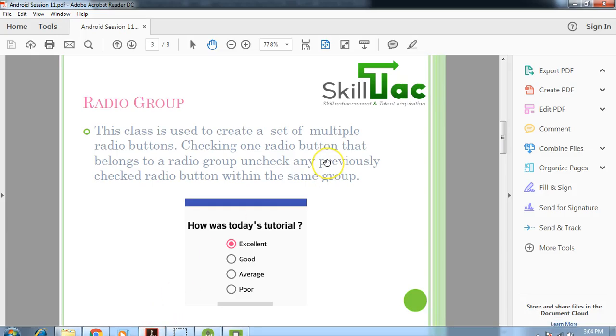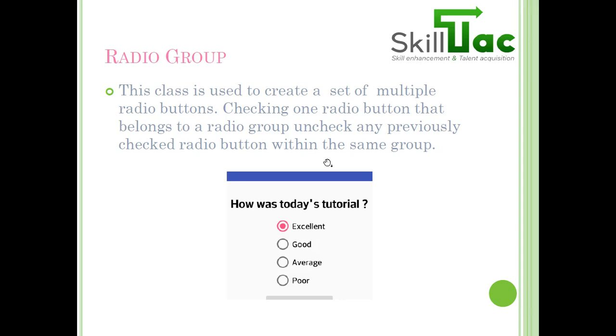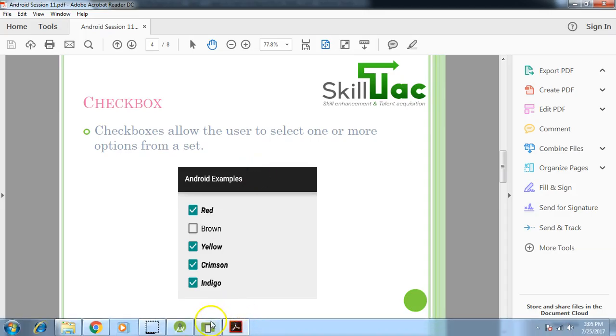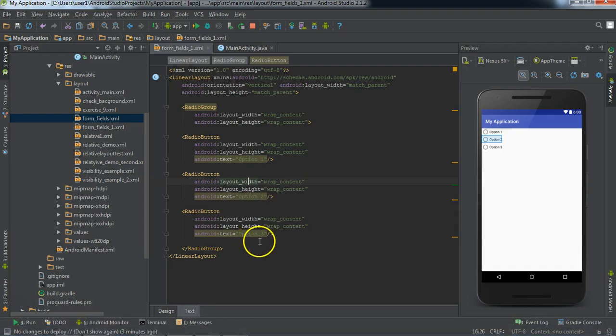So now let's go back to our presentation, and the next topic is checkbox. Checkboxes allow the user to select one or more options from a set. For example, we have this set of options here and we need to select more than one option. Then we choose checkboxes because they allow us to select more than one option. So let's see how to use them using Android Studio.